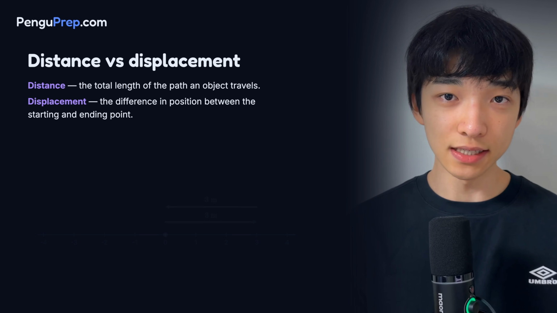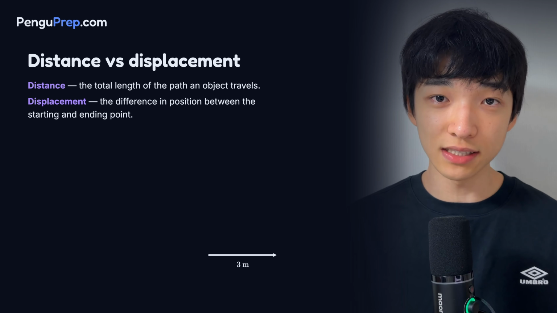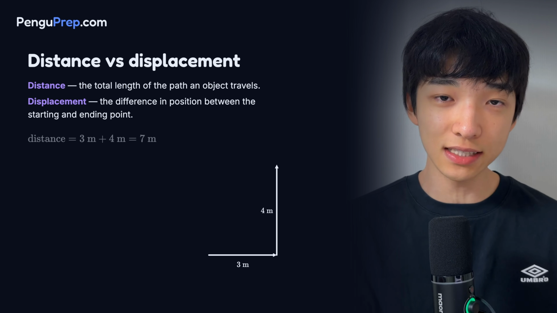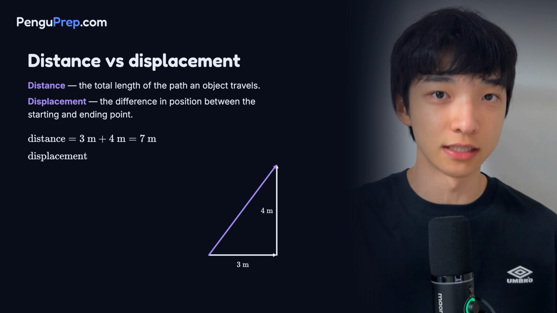You can find distance and displacement in 2 dimensions as well. For example, if I travel 3 meters to the east and 4 meters to the north, then the distance traveled is 7 meters, but the displacement is going to be the length of this hypotenuse, 5 meters.